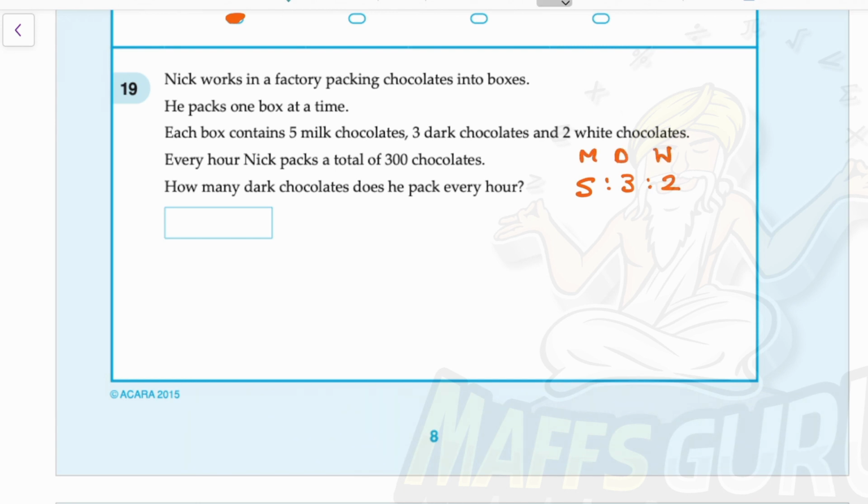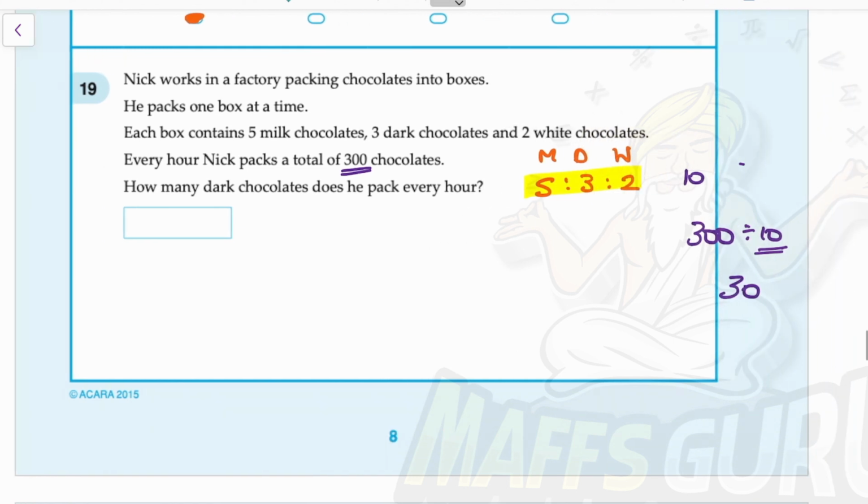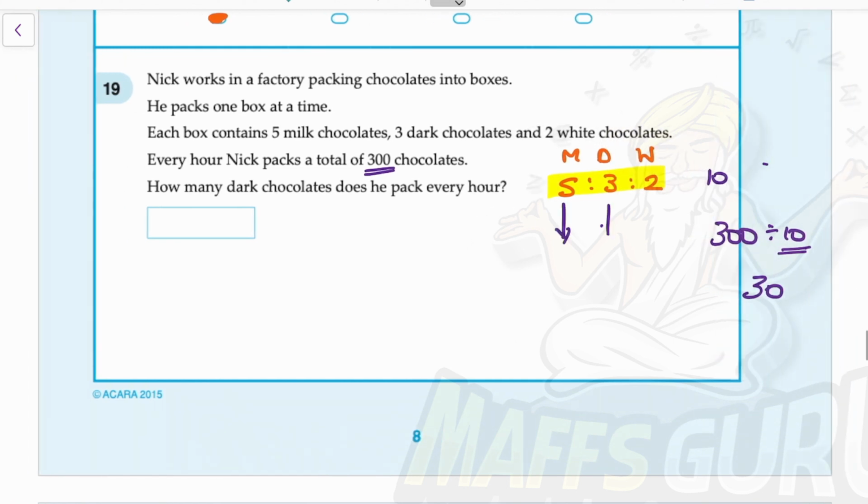Now when we add those ratios together, every time he packs one of these boxes, he's doing 5, 6, 7, 8, 9, 10. There are 10 chocolates in total. Because he's done 300 chocolates, we want to do 300 divided by 10, because that's going to tell me how many boxes he's done. There's 10 chocolates in each box, and so he is going to have done that 30 times, which means I can multiply each of these by 30, because that's how many chocolates have gone in 30 boxes. So that's going to give me 150, 90, and 60.